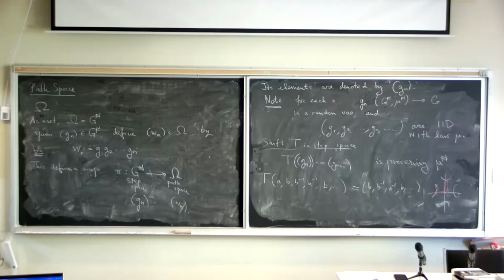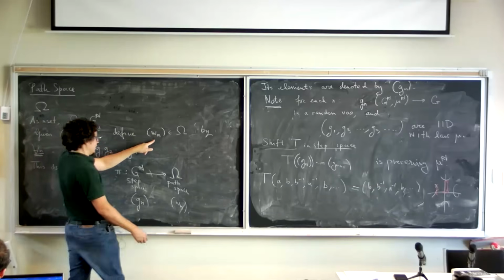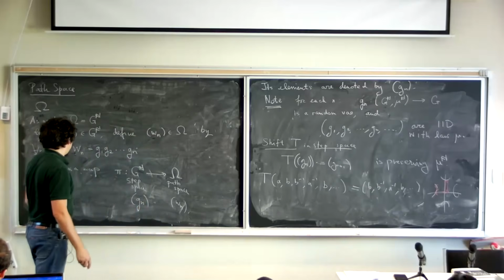Sorry, why is omega Gn not G? No. Omega is still a space of infinite sequences, but Wn is a word. For each n there is such a word, so it's a sequence. Oh, it's G1, G2. Yeah, exactly.